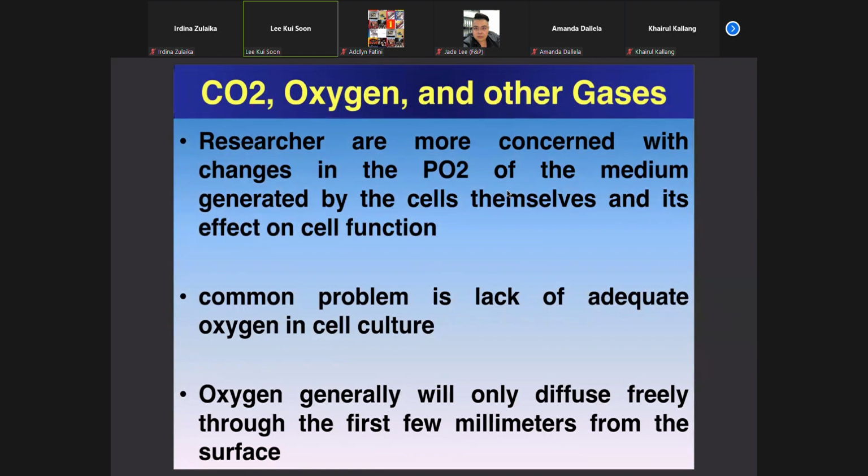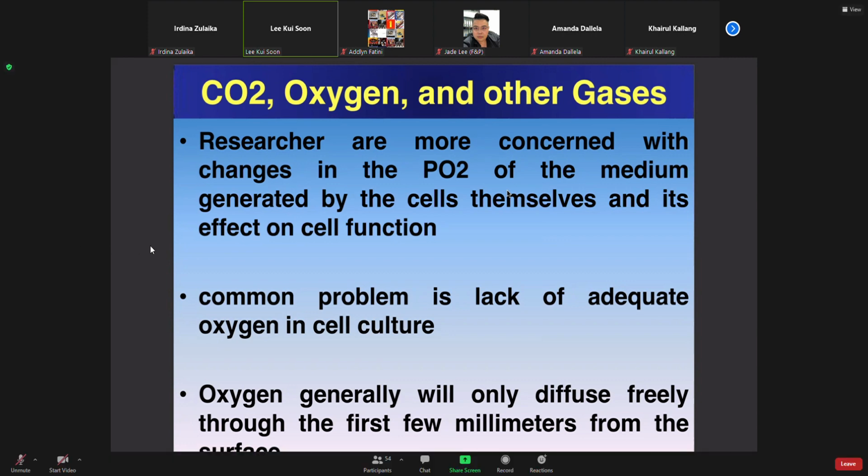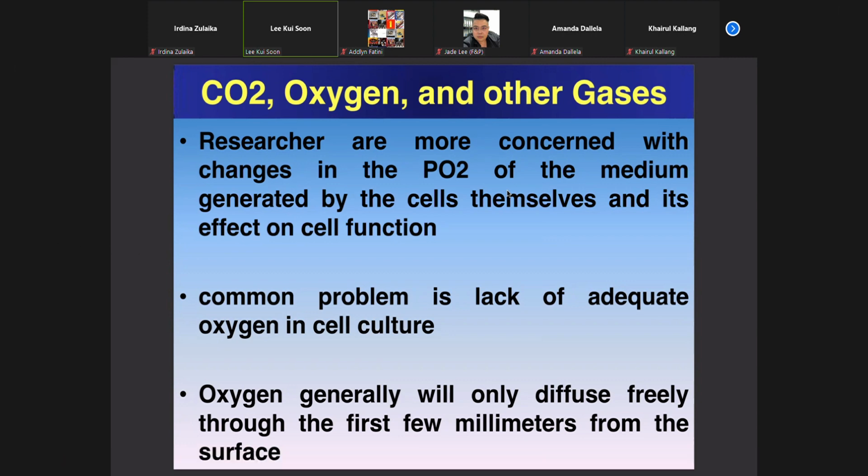So researchers are more concerned with the change in the oxygen concentration of the medium generated by the cells themselves and its effect on cell function. The common problem is a lack of adequate oxygen in the cell, because most cells need oxygen, okay, and they emit carbon dioxide. Oxygen will generally only diffuse freely through the first few milliliters from the surface. So cells that reside at the bottom of the media will not receive enough oxygen, and that is why they probably will not replicate as efficiently as the cells sitting on top, next to those cells which reside at the surface. Okay.